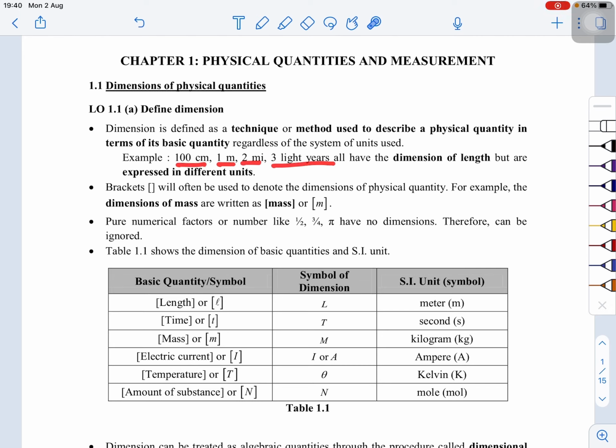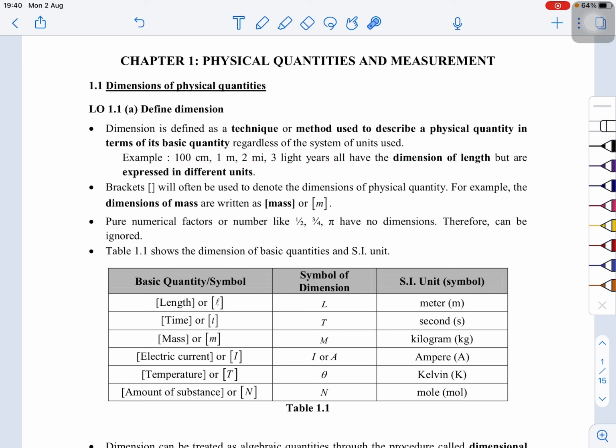So all of this, kita tengokkan dekat sini, we have different unit. But actually, all of these different unit actually have or use the same dimension. Dia gunakan dimension yang sama, iaitu dimension of length. Semua ni adalah untuk kita ukur length sebenarnya. Okay, walaupun dia berbeza unit, tapi dimension dia adalah length. So this is what we call as dimension. Okay, quantity physical based on basic quantity.